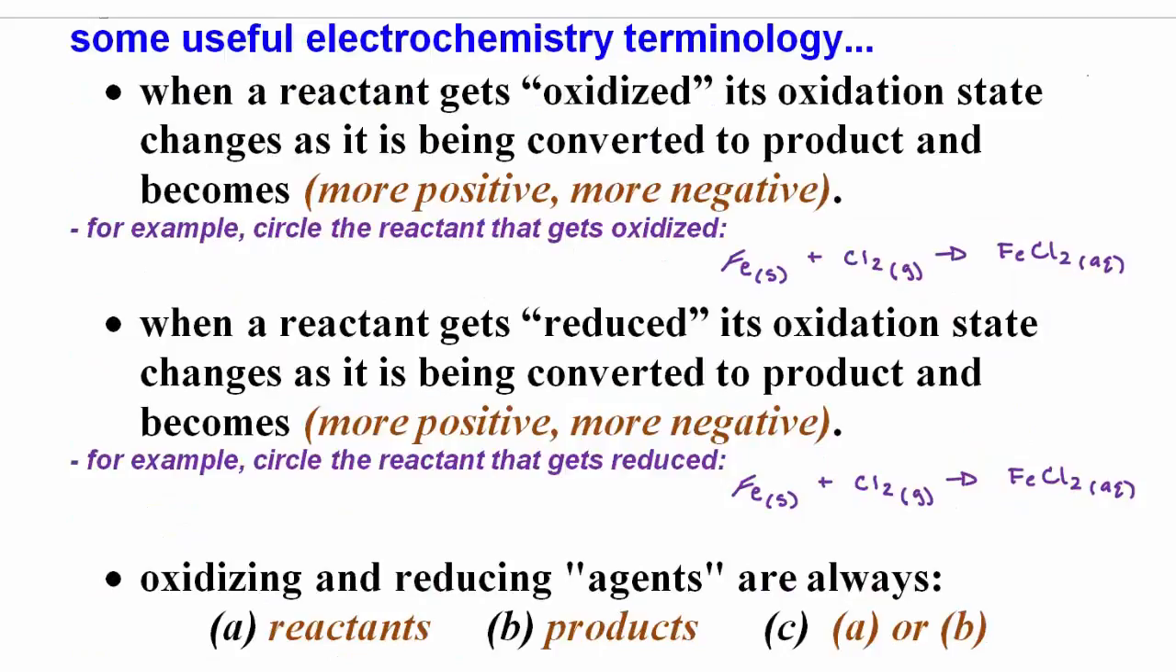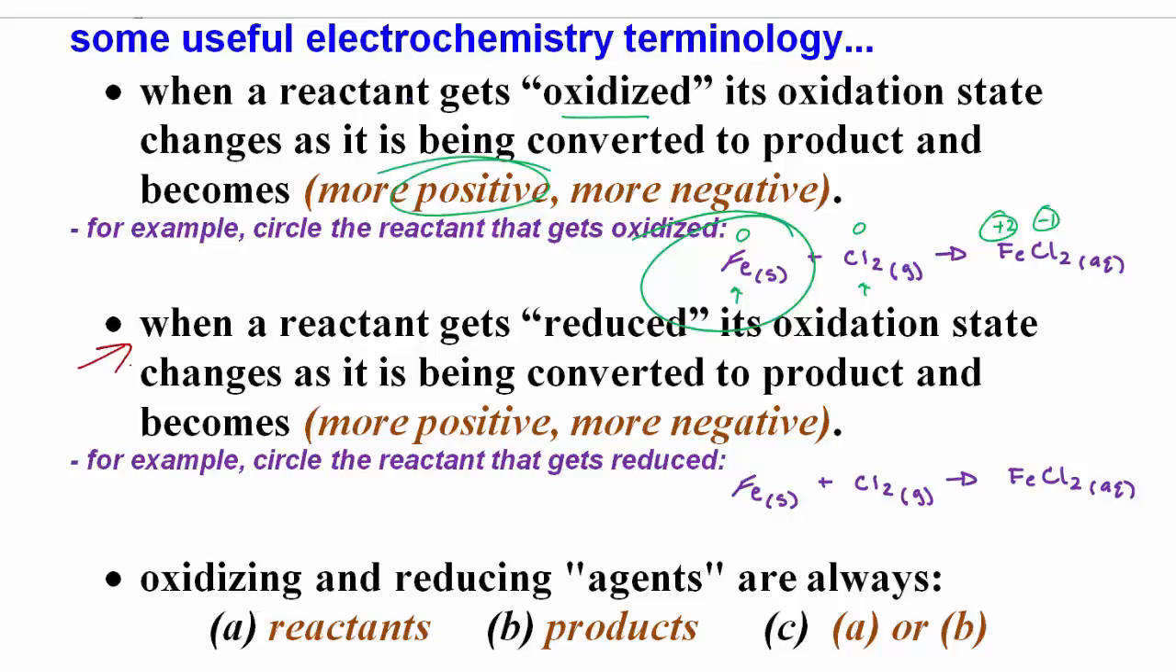Some useful electrochemistry terminology. When a reactant gets oxidized, its oxidation state changes as it's being converted to product and becomes more positive. For example, circle the reactant that gets oxidized. Okay, is it going to be iron or is it chlorine? Well, let's start out. First, we know their oxidation state for both of them is just 0 because they're in their natural state. Over here, iron becomes a positive 2, chlorine becomes a negative 1. So which one gets oxidized? Which one gets more positive? Iron does. So circle iron.